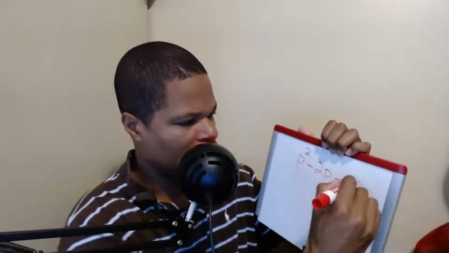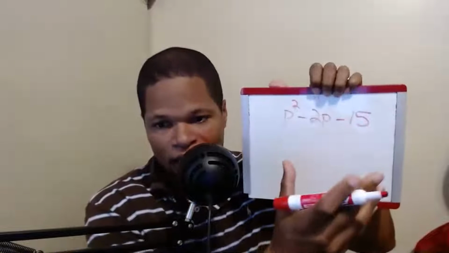Let's say you had p squared. I'm doing this one because it has negatives, and sometimes that's the challenge for a lot of students. Those minus signs or negative numbers, right? You've got p squared minus 2p minus 15. Now, this is not a linear binomial.